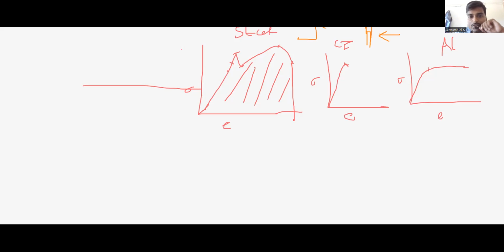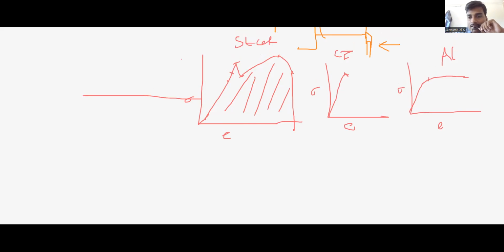If you measure the toughness of steel, cast iron, and aluminum, each material has different toughness values. If you compare these three materials, steel has the highest toughness, aluminum stands second, and cast iron is third. So steel has more toughness than aluminum, and then cast iron.